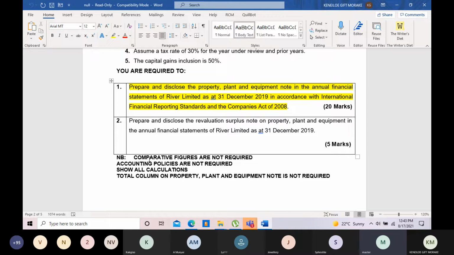Show all your calculations. Right? Meaning, if they say show all your calculations, it means that there will be marks that will be awarded for calculations. So be careful of those things. You start by reading the requirements, and also read what we have to take into account as these NBs here, where they say comparative figures are not required. So let me move back up.